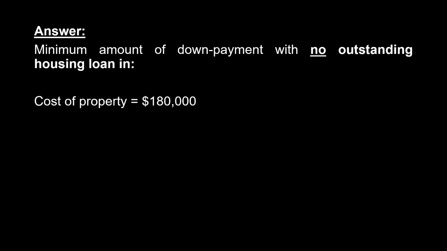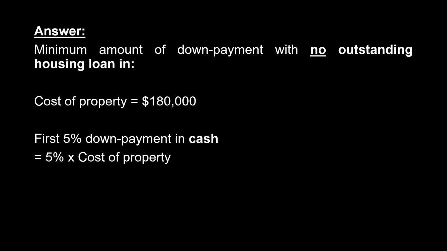We take note that the cost of property is 180k. So the first 5% down payment in cash, purely cash, is 5% times the cost of property. Substitute the figures in and get the answer.